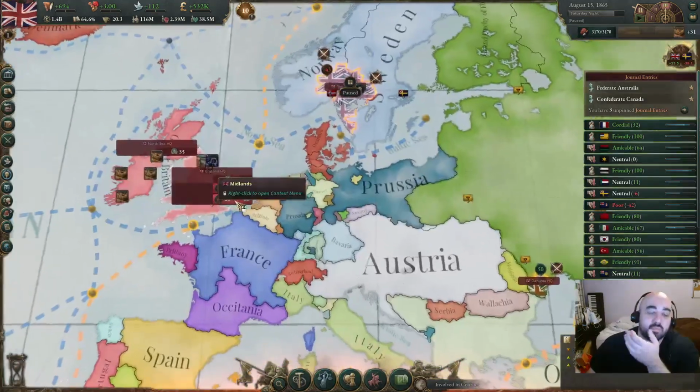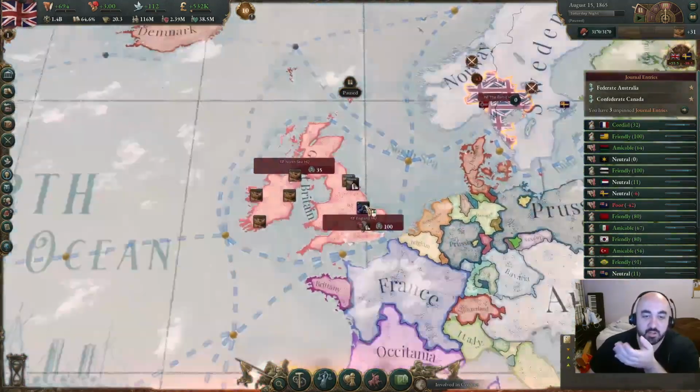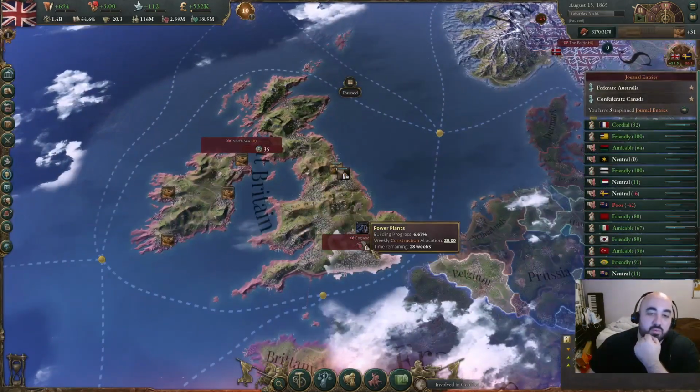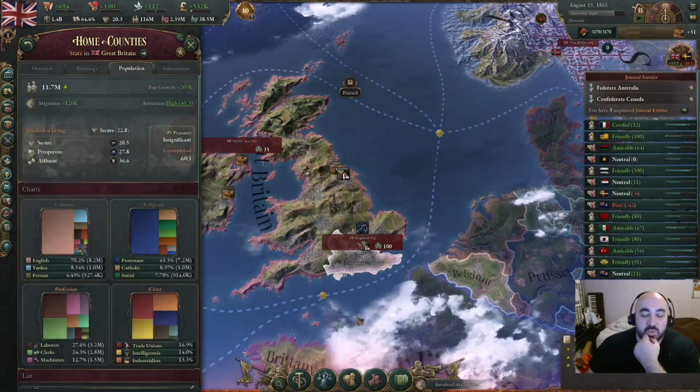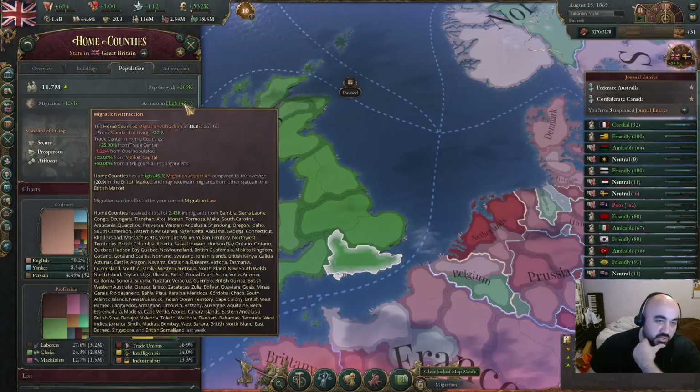So, you want to have all your manufacturing in incorporated states, and all of your rural stuff in unincorporated states. And so here's what you do. You can't do it all in the capital because eventually you'll just start running this overpopulated thing too big.